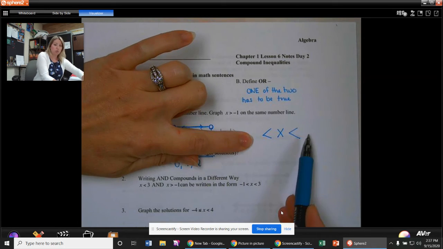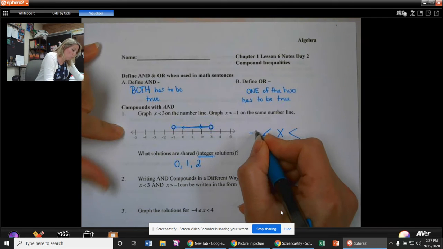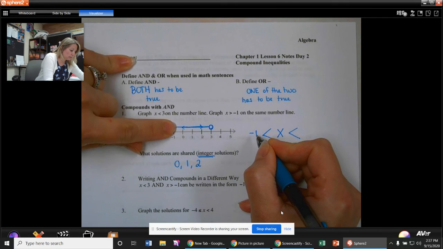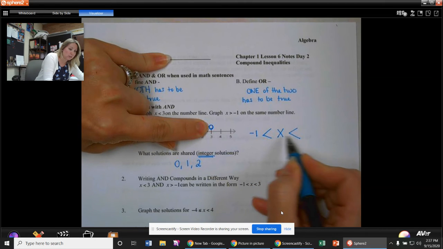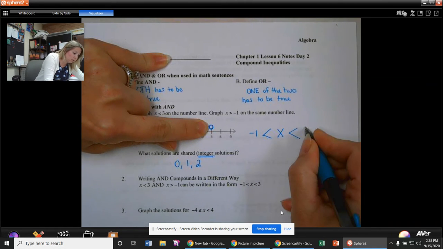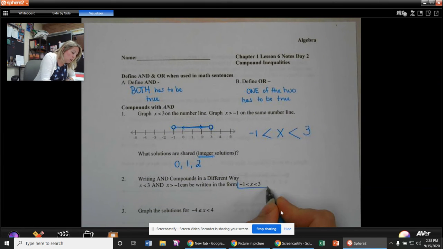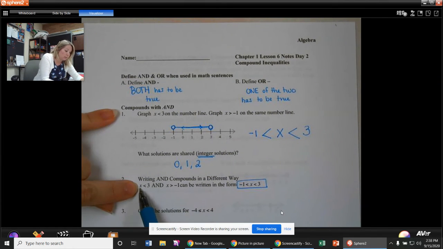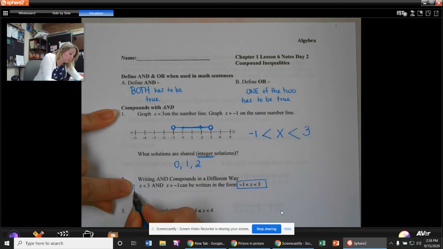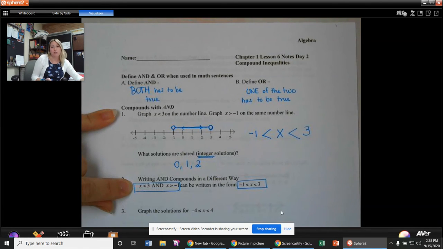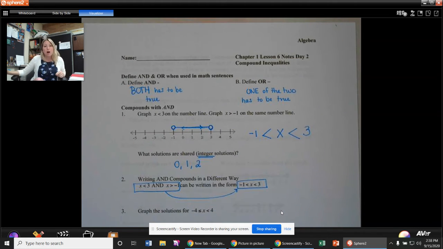So smallest to largest. -1 was the smallest. X is all this in between. So -1 is less than x, less than 3 is the greatest. I call that a betweeny inequality. So instead of writing out x is less than 3 and x is greater than -1, you can write it this way, and you don't even have to write out the word "and." We just assume that because x is between these two things, both things have to be true.